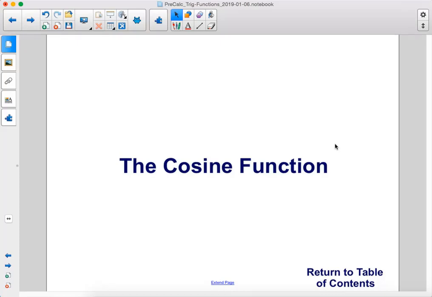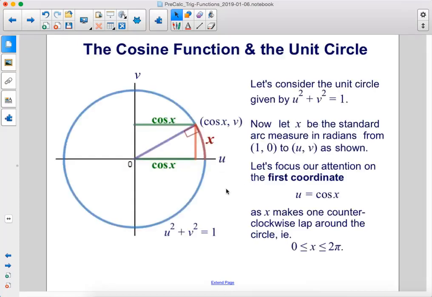The cosine function. Let's consider the unit circle given by u squared plus v squared equals 1. Now let x be the standard arc measure in radians from (1, 0) to (u, v) as shown. Let's focus our attention on the first coordinate, u equals cosine x, as x makes one counterclockwise lap around the circle, i.e. x is greater than or equal to 0 and less than or equal to 2 pi.